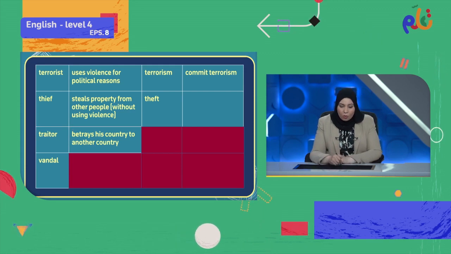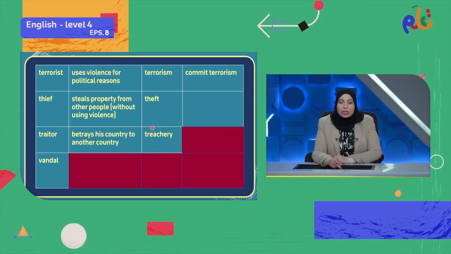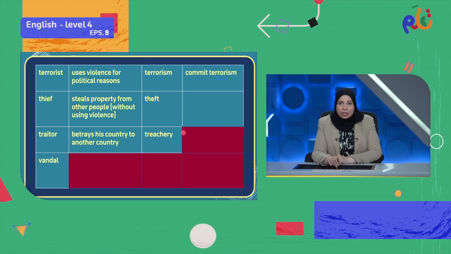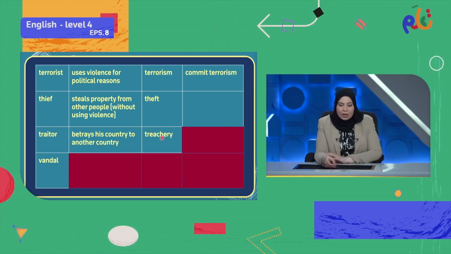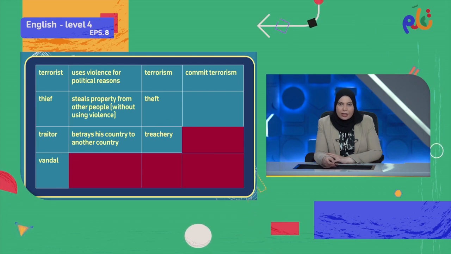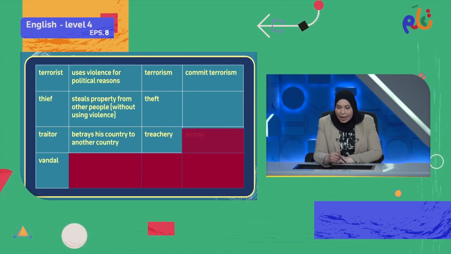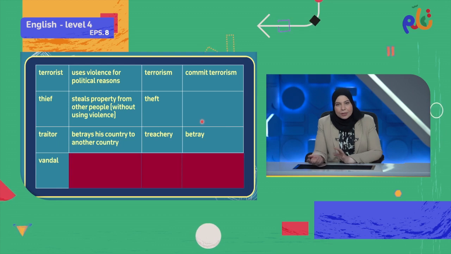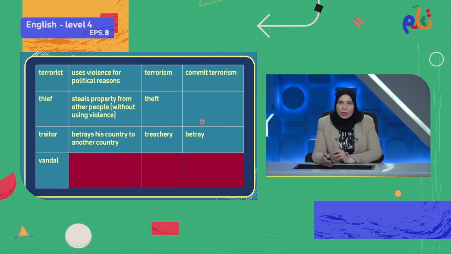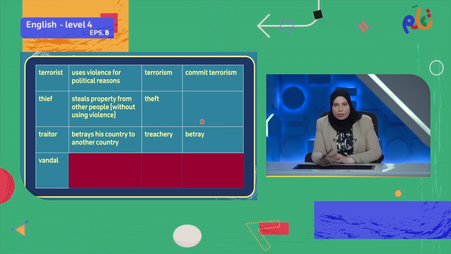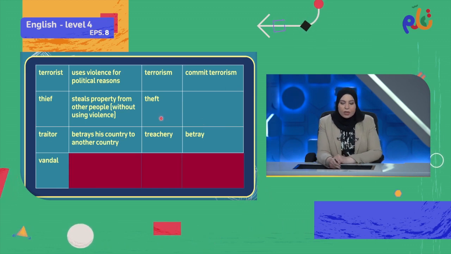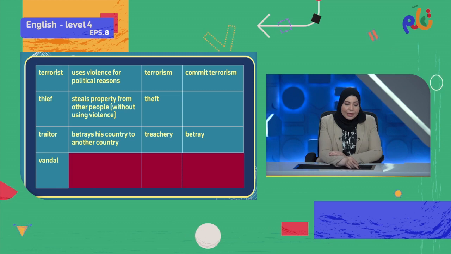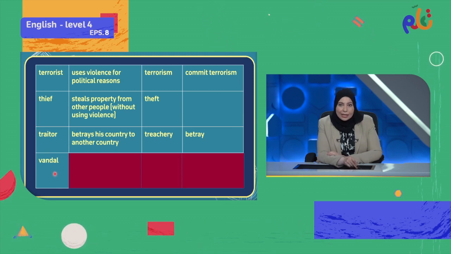Traitor. So the crime is called treachery. So the person is a traitor and the crime is treachery. And the verb is betray, which is not derived from the word. So we usually say he betrays his country, he did so. So traitor, treachery. And then we have a vandal.